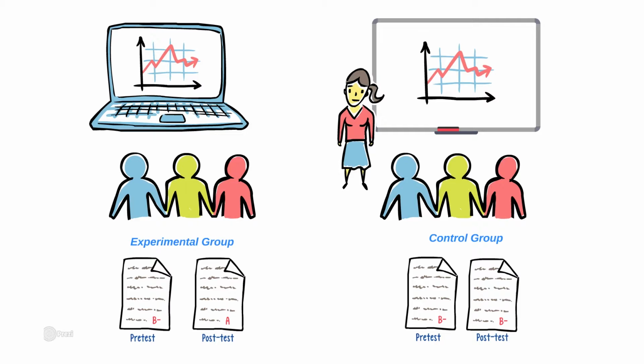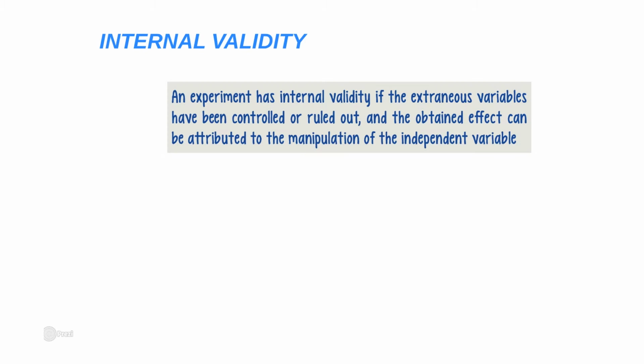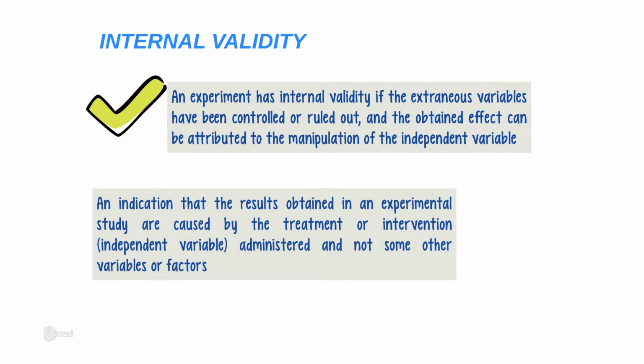An important concept in experimental research is internal validity. An experiment has internal validity if the extraneous variables have been controlled or ruled out, and the obtained effect can be attributed to the manipulation of the independent variable. In other words, internal validity is an indication that the results obtained in an experimental study are caused by the treatment or intervention, that is, the independent variable, administered and not some other variables or factors.